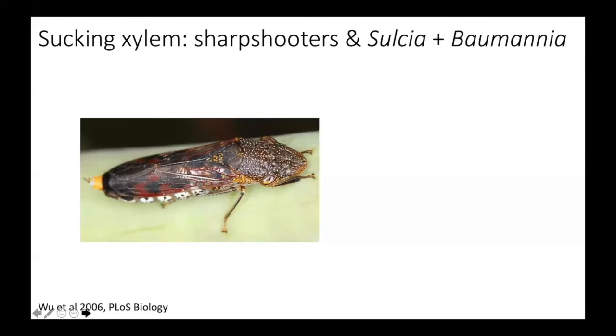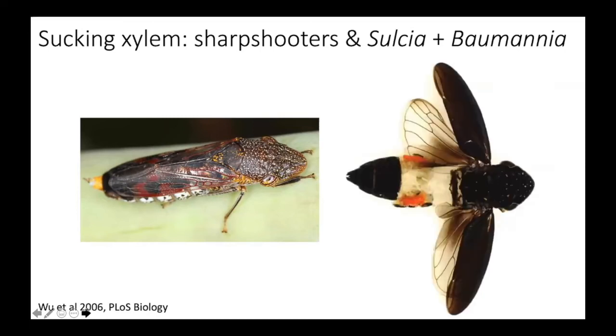So the sharpshooter needs not only amino acids, it also needs vitamins as well. It solves this problem again with bacterial symbionts. When we open up its abdomen, we can see really brightly colored organs, kind of similar to the aphid. Those are the orange and yellow tissues off to either side of the insect's abdomen there. It hosts not one, but two species of bacteria in those specialized organs.